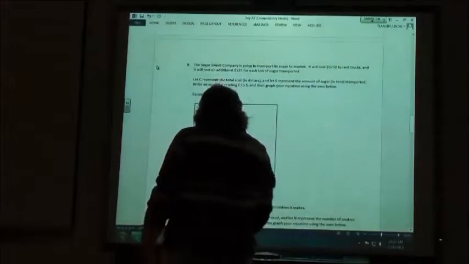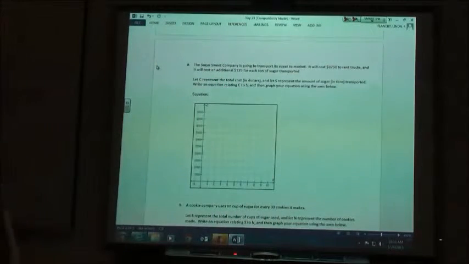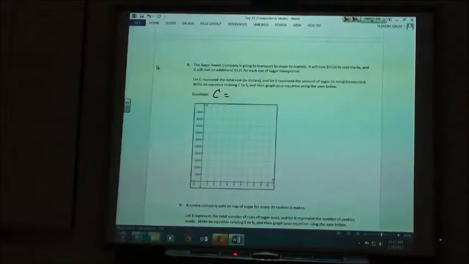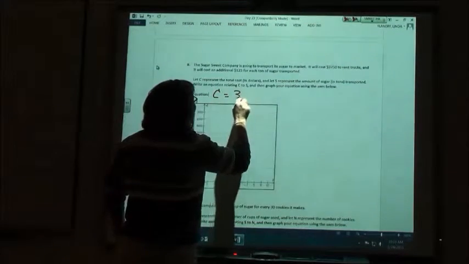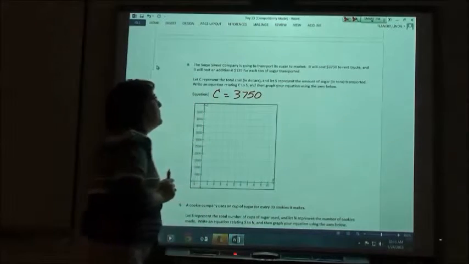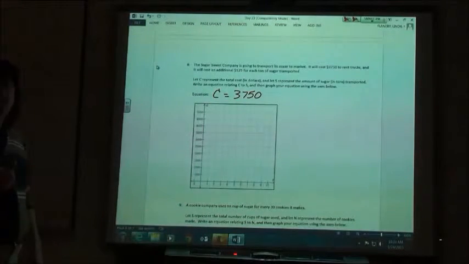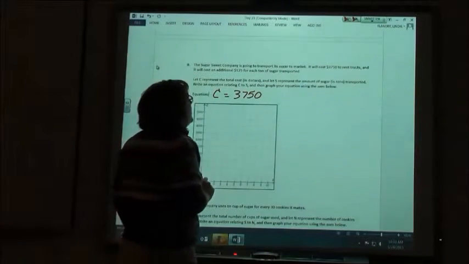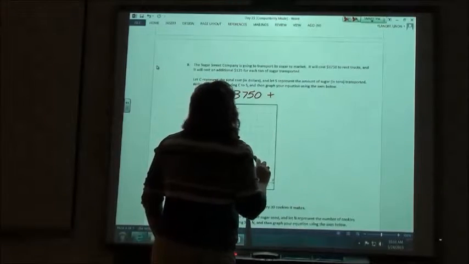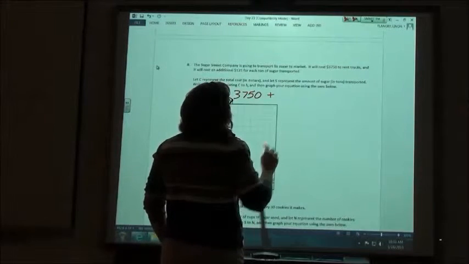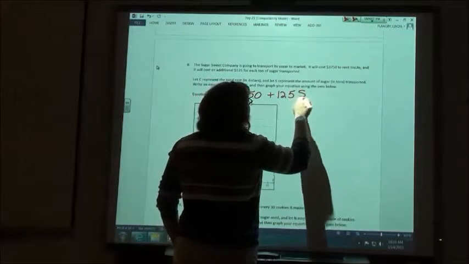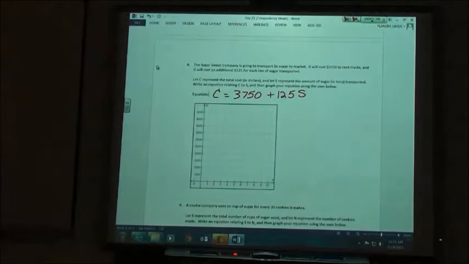So write your equation relating C to S. How much is it going to cost me? C equals $37.50 plus $1.25 times S. Not T, this time S. We have to use the letter it tells us to use, right?